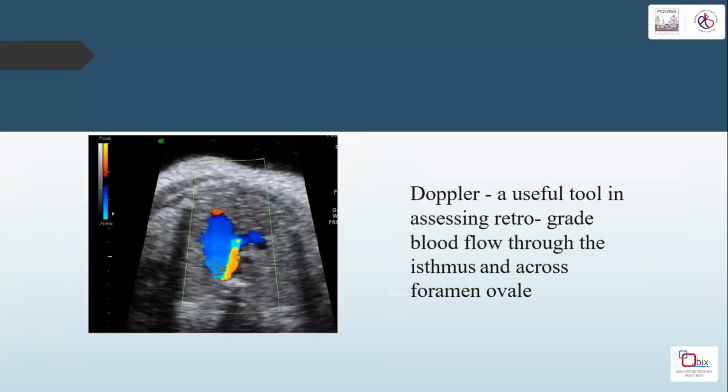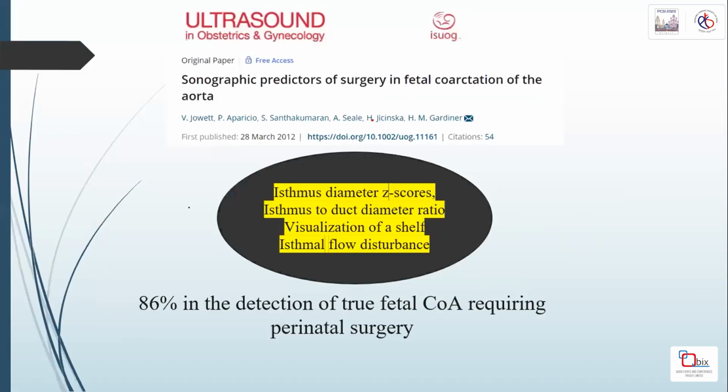Doppler is an important tool to look at the retrograde flow in the arches, which suggests a definitive duct-dependent circulation in the neonate. When we look at various parameters, a combination of these four factors, that is the isthmus diameter z-scores, the isthmus to duct diameter ratio, presence of a definitive coarctation shelf, and isthmus flow disturbance in the form of retrograde flow, and when we use all of these factors, there is an 86% detection of true fetal coarctation, which requires immediate newborn surgery.